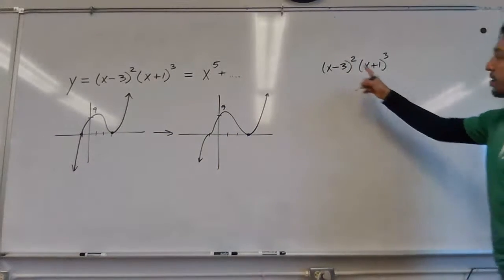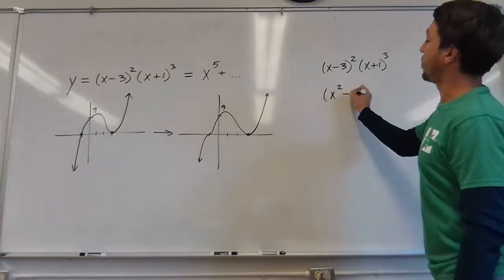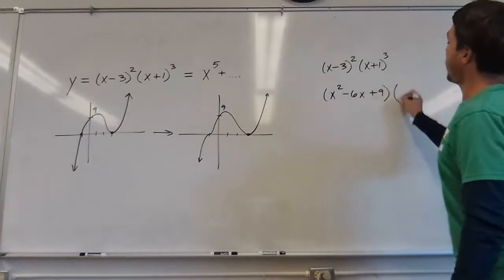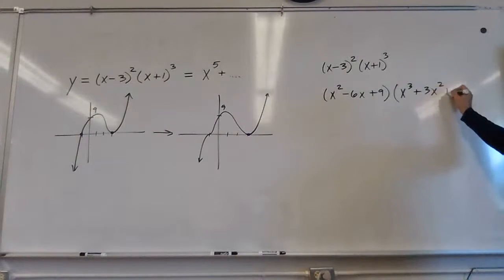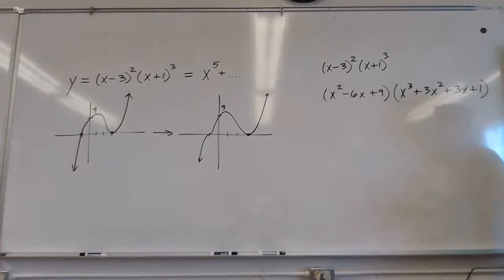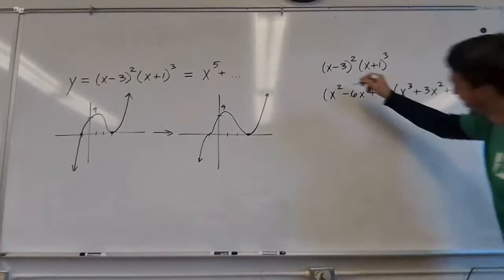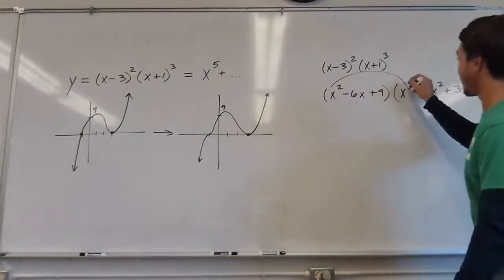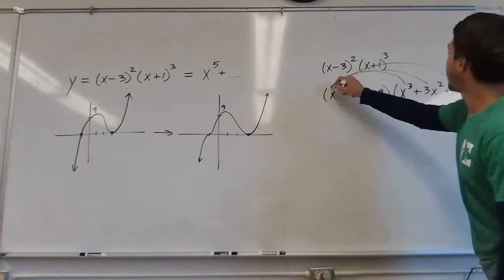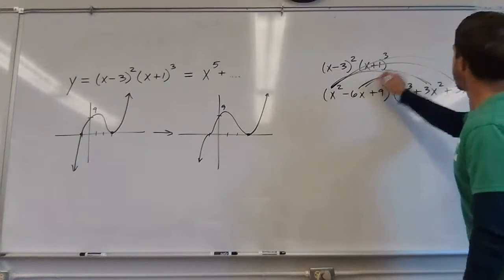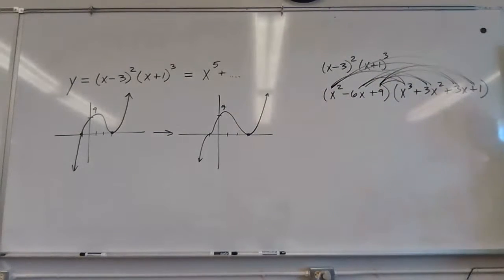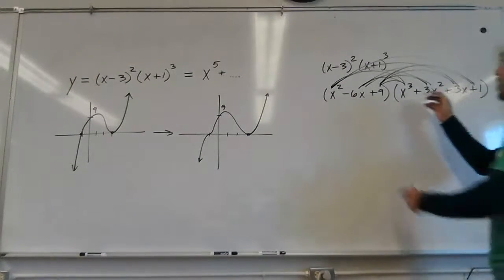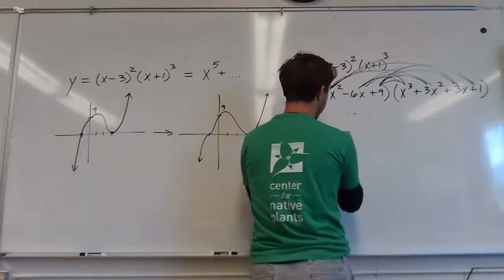So to expand this, you'd have to first expand this, x squared minus 6x plus 9. Then you'd have to expand this, which would turn out to be x cubed plus 3x squared plus 3x plus 1. And then what would you have to do? You have to multiply these, and you have to go this times this, and so on. Woo. So 12 multiplications. Then you have to combine like terms.